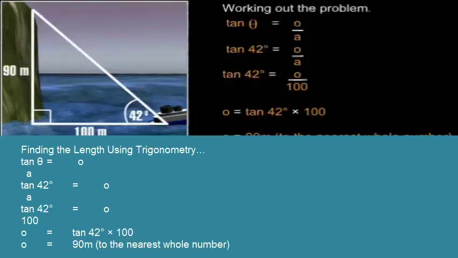Tan theta equals O over A. Tan 42 degrees is equal to O over A. Tan 42 degrees is equal to O in the diagram over 100. O is equal to tan 42 degrees times 100. O is equal to 90 metres.